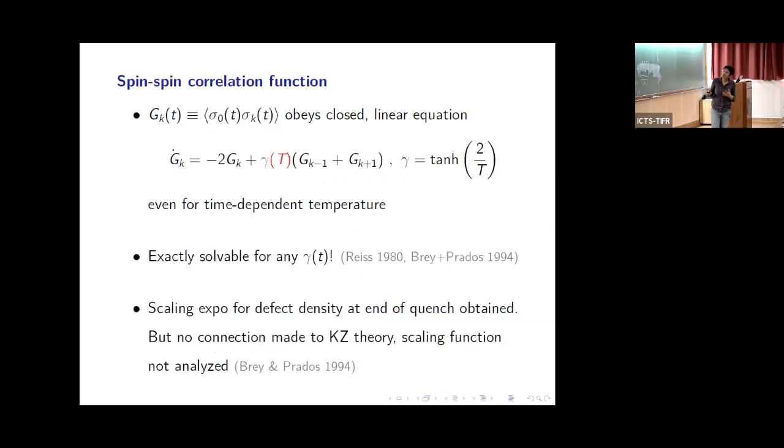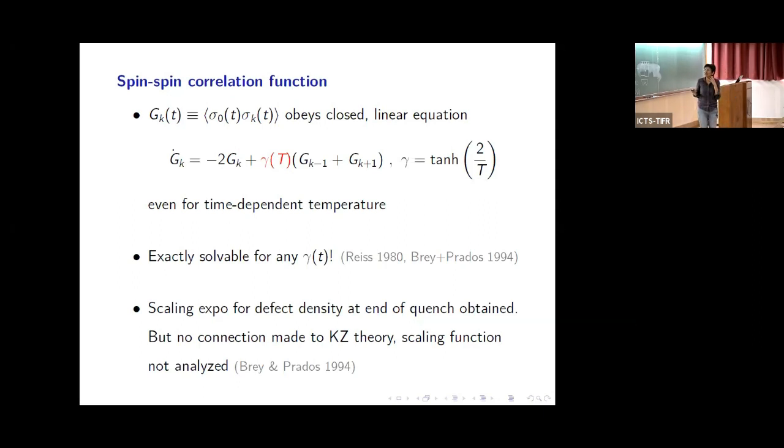And what we do is to look at the spin-spin correlation function defined here. And this is known to obey this closed linear equation, even when temperature is time dependent. Okay. And the cool thing about this model is that it's exactly solvable for any gamma, even though it is time dependent. Okay. And this is known for a very long time, actually.